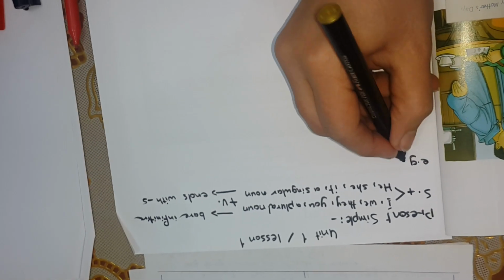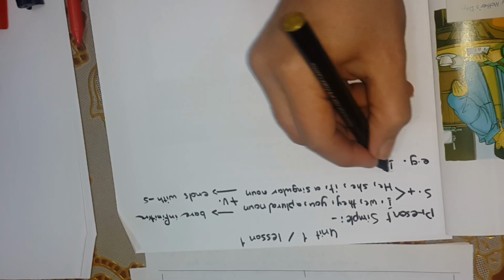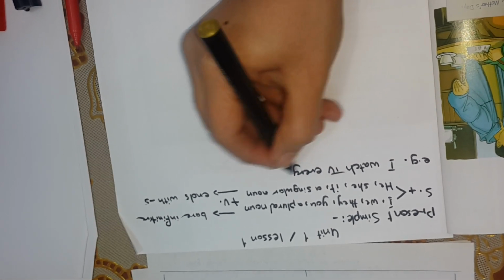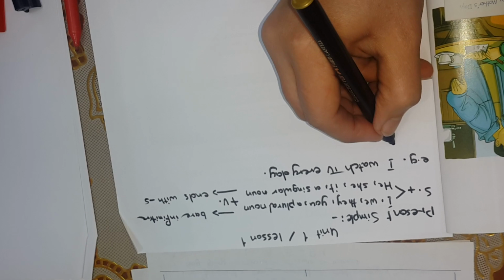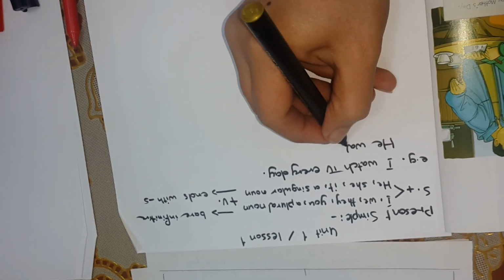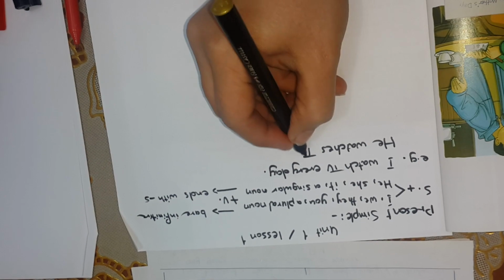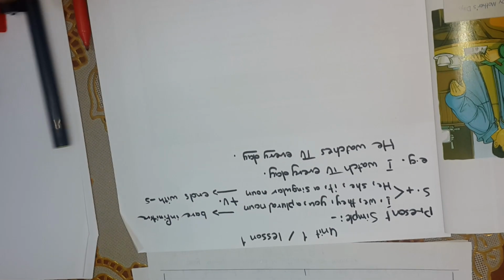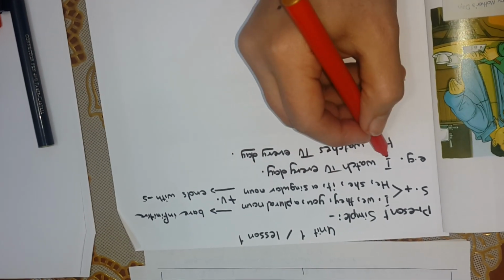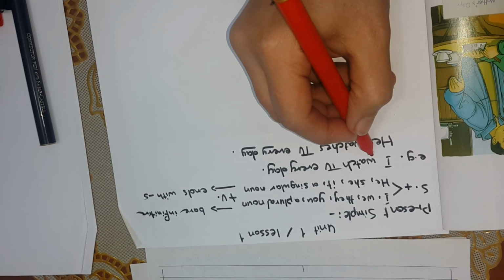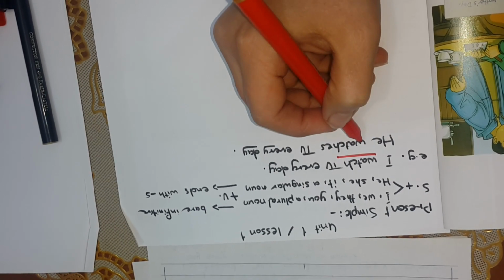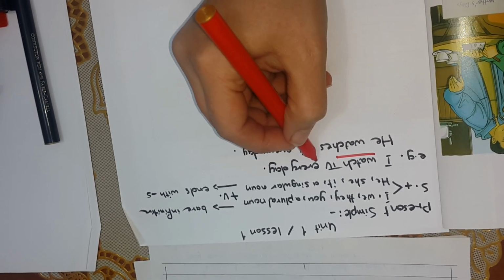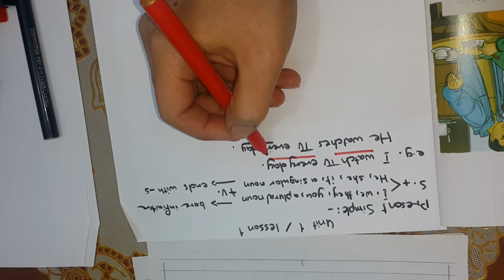Let's have an example. I watch TV every day. Or he watches TV every day. Here comes the subject and it's followed by watch. Watch is a verb in its base form without any addition, and the sentence ends with an adverb of frequency, which is every day.